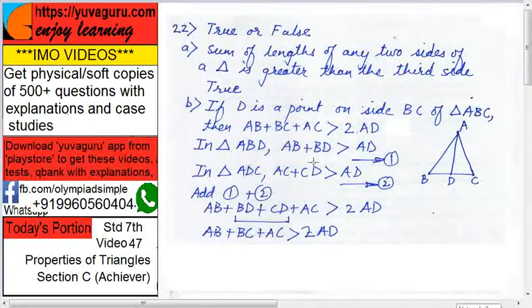Now add all these. So AB plus BD plus CD plus AC is greater than AD plus AD, 2AD over here. Now BD and CD, what do they add up to? It's a straight line, so it becomes BC. So AB plus BC plus AC is greater than 2AD. That's what is required. So true.